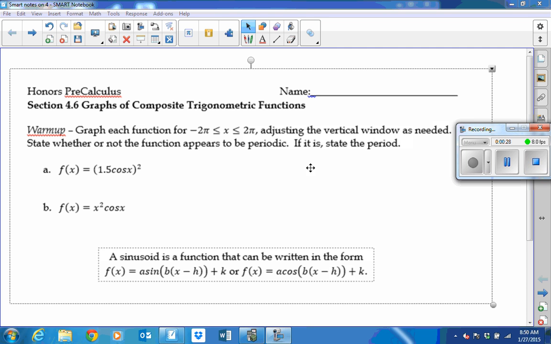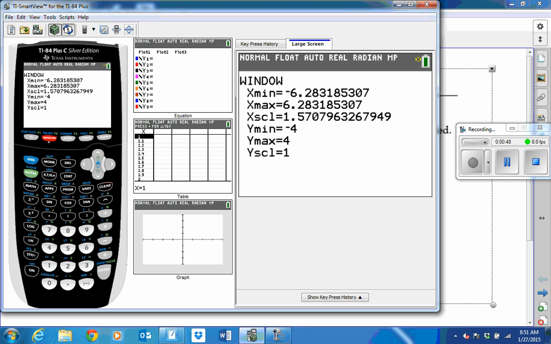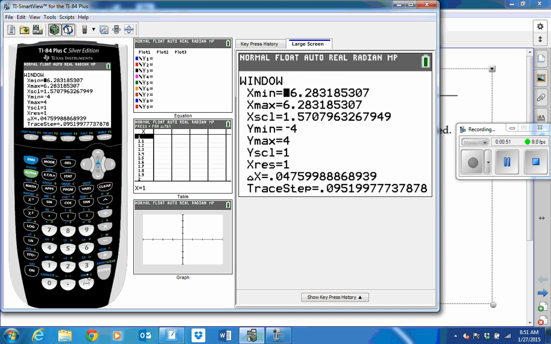Now what we're going to do after we get our window set is we're going to put in this first function, f of x equals the quantity 1.5 cosine of x all squared. Now you have to be careful how you put this into your calculator, because if you don't put parentheses in the right place, you're not going to get exactly the same function. So let's go ahead and set our window, and we need to make sure we have it set to negative 2 pi for the x minimum and positive 2 pi for the x maximum. And let's pick a scale that would be good, and I believe I picked pi over 2. So it's going to have a tick mark every pi over 2.